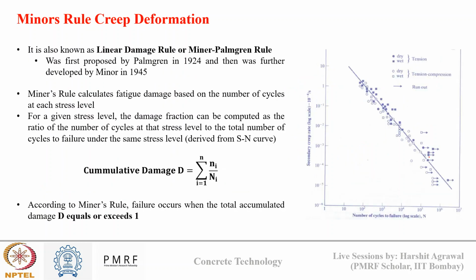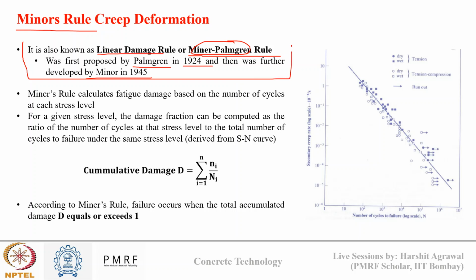Now suppose there are multiple loads that are acting. Okay, so failure due to creep deformation we can predict using Miner's rule. Okay, so this rule is also known as the linear damage rule or the Palmgren-Miner rule. So these two gave the rule. It was first proposed by an author named Palmgren in 1924, and it was further developed by Miner in 1945. So this is just the history of where this rule came from.